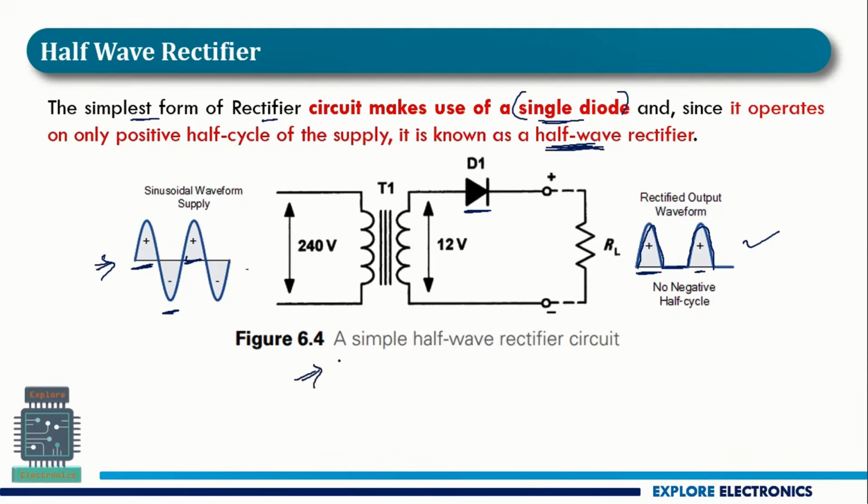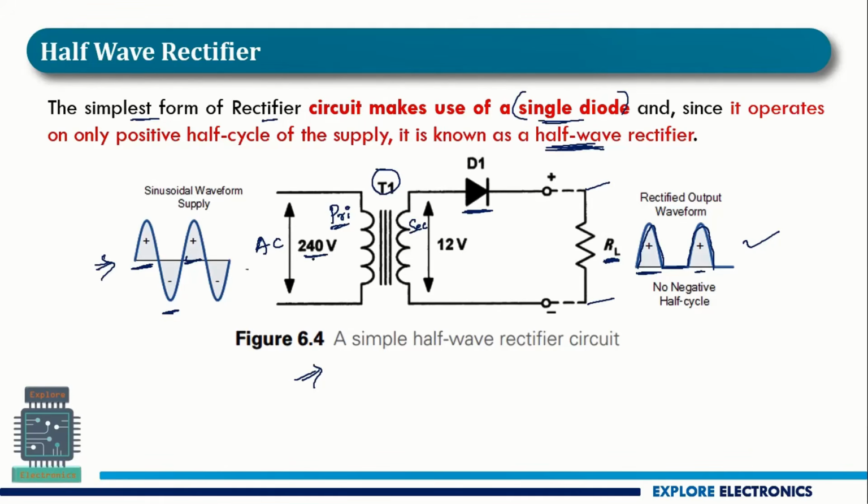Now coming to the circuit. How is the circuit built? A single diode we are using and there will be a load resistor RL. Across this RL we are measuring the output V0. And before that we will have a transformer here. A 240 volts AC signal we are applying as input, which is connected to the primary coil of the transformer and it is coupled to the secondary coil of the transformer. This is the secondary coil.